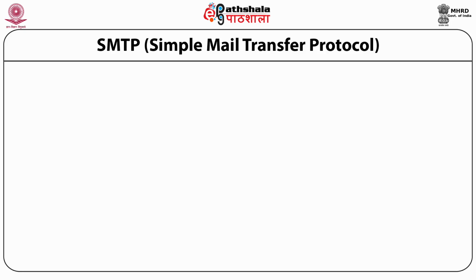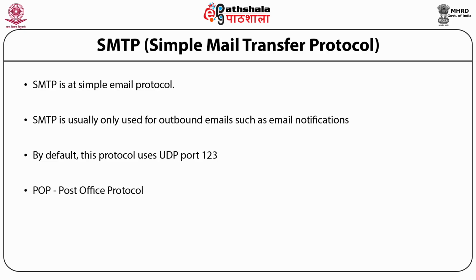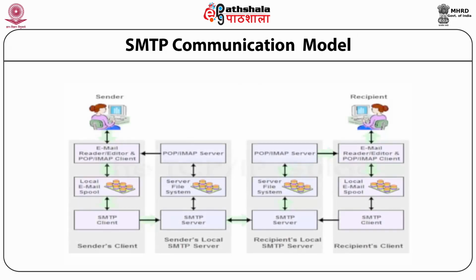And the other one is SMTP, the Simple Mail Transfer Protocol, which is used in mail. As HTTP is used for web pages, SMTP is used for email. It is usually used for outbound emails such as email notifications. And by default, this protocol uses UDP. And you can use POP for fetching mails, or IMAP, Internet Message Access Protocol, in your mail client to read the mails from the mail server. So there will be an SMTP agent, then the client. And SMTP works with different port numbers.